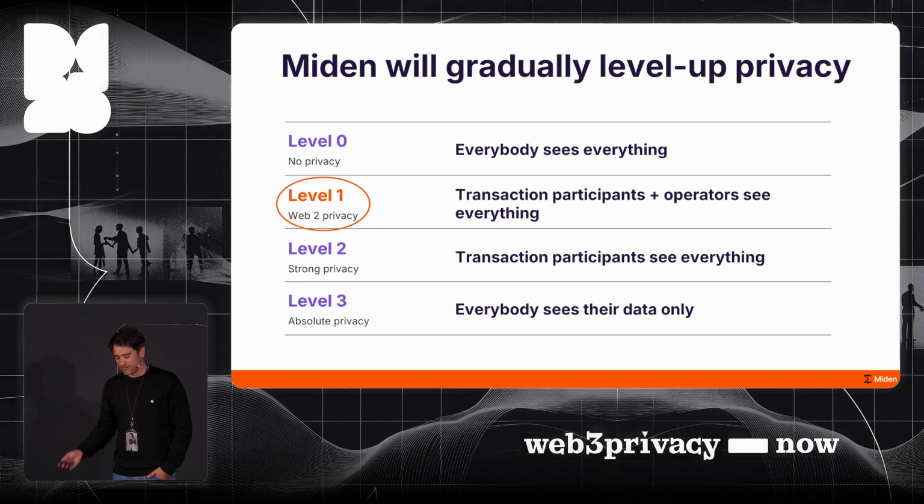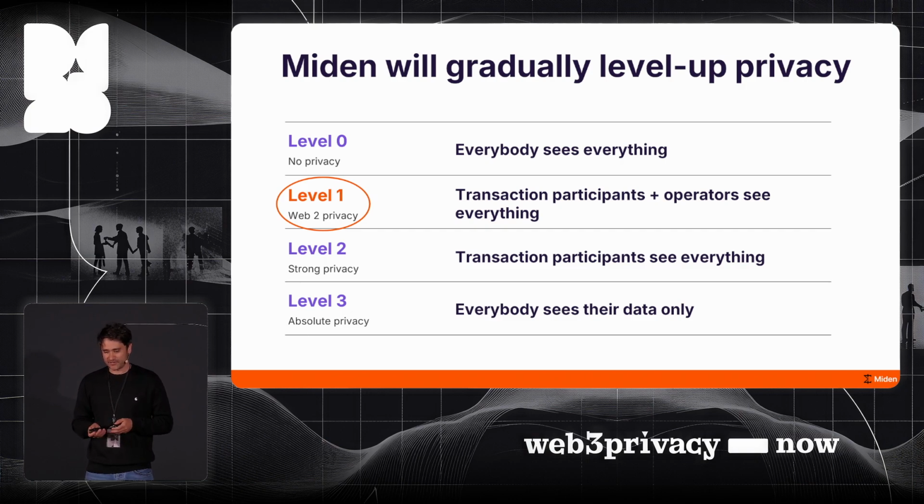So now our problem was, in theory with this protocol we can achieve a high level of privacy, but what do we want to provide in the beginning? We decided to go for level 1, web 2 privacy, where the transaction participants see everything, and our centralized sequencer, with which we start, would also see everything, at least for the first 2 years.